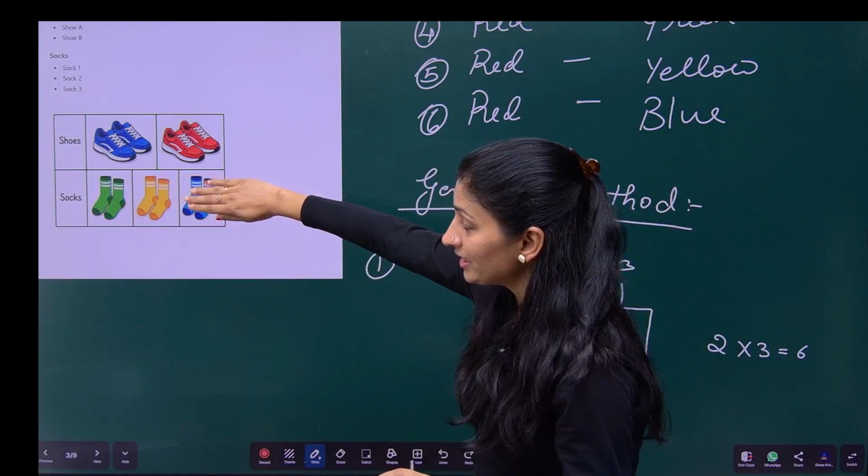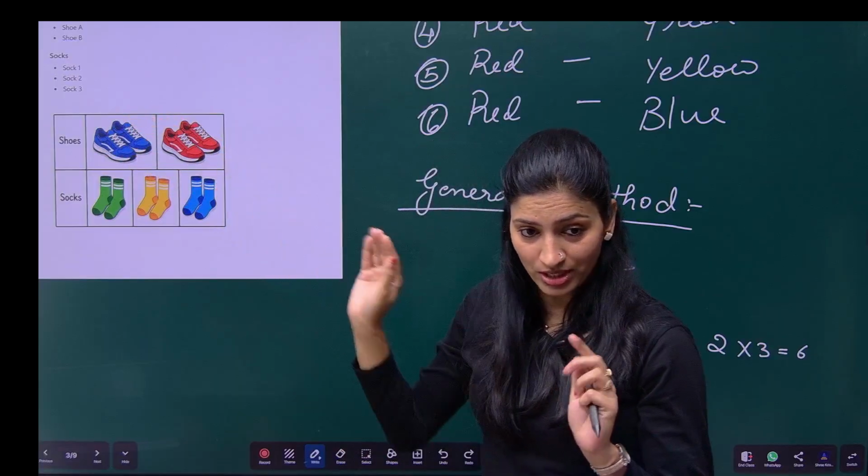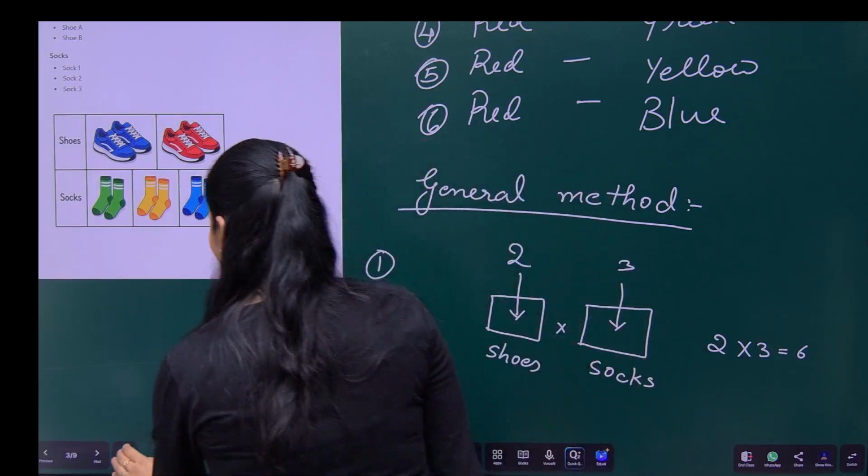So this data set is different. This we are using for the second box. This we are using for the first box. Understood? Now let's take another example.